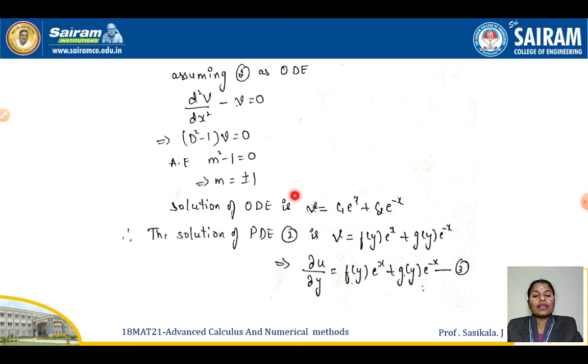The first case, what is that? Real and distinct: C1 into e power x plus C2 into e power minus x. Now, the solution of the PDE, what is that? You are supposed to write it in terms of the PDE. This is the ODE solution, with C1 and C2 replaced by arbitrary functions. Here, x is taken as the variable, so y will come as a constant. So you have to write f of y and g of y. This you can make equation number 3, with v replaced by dou u by dou y.